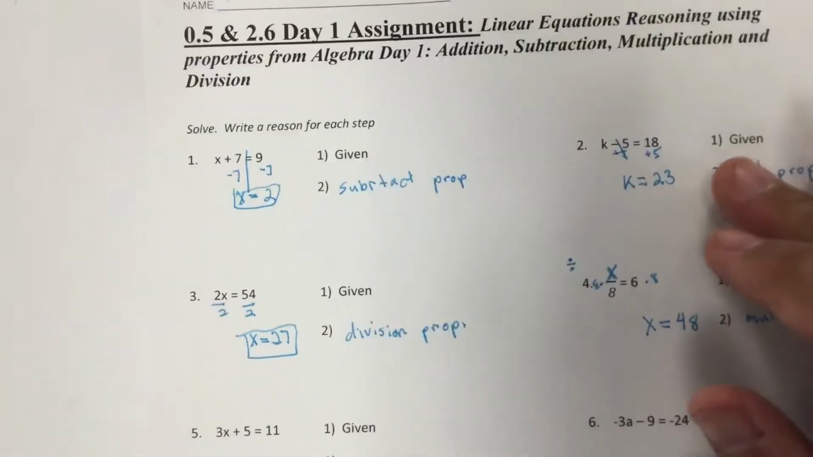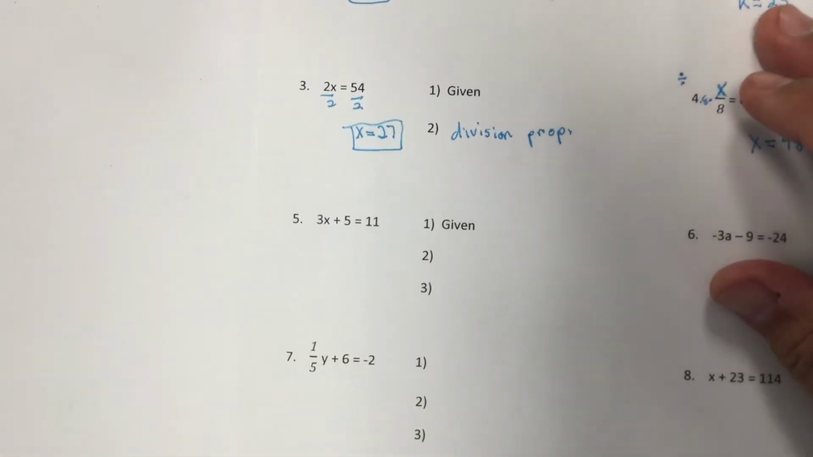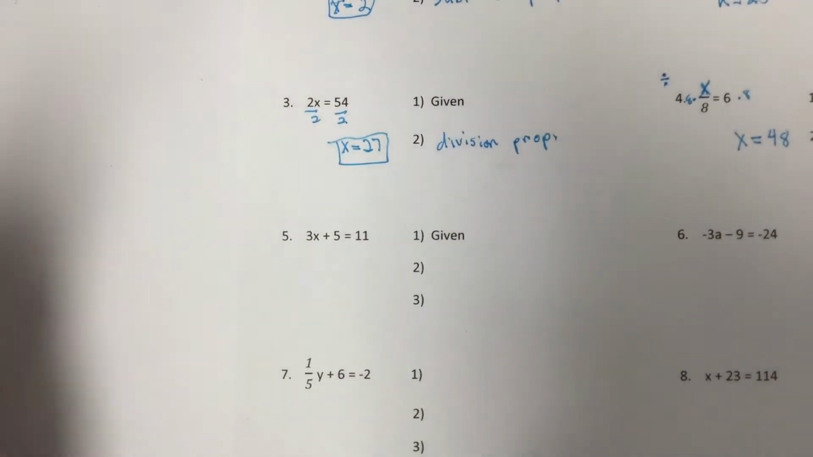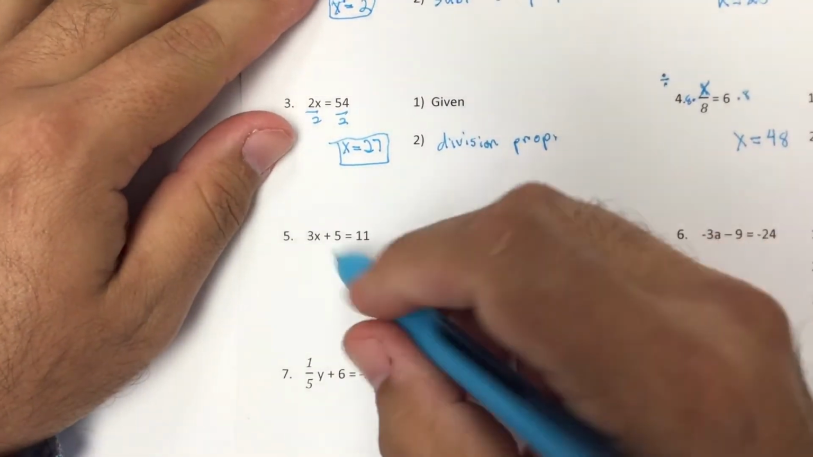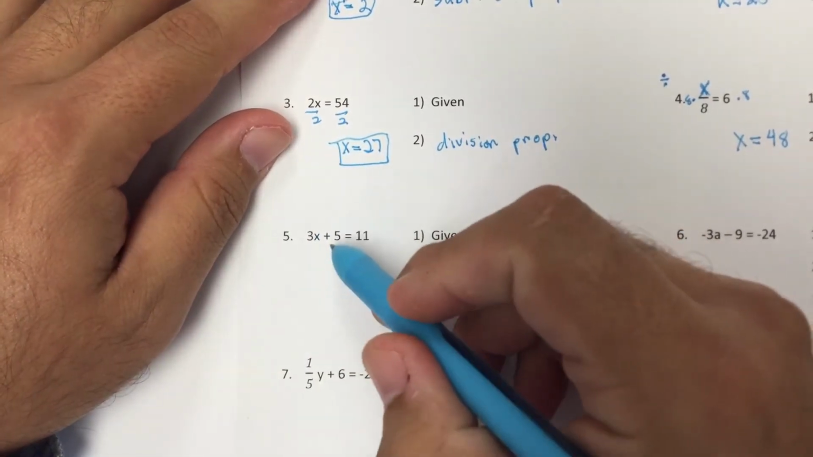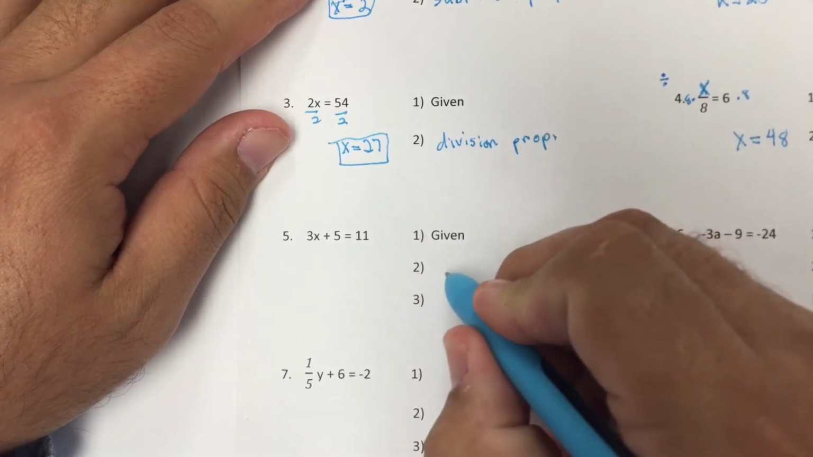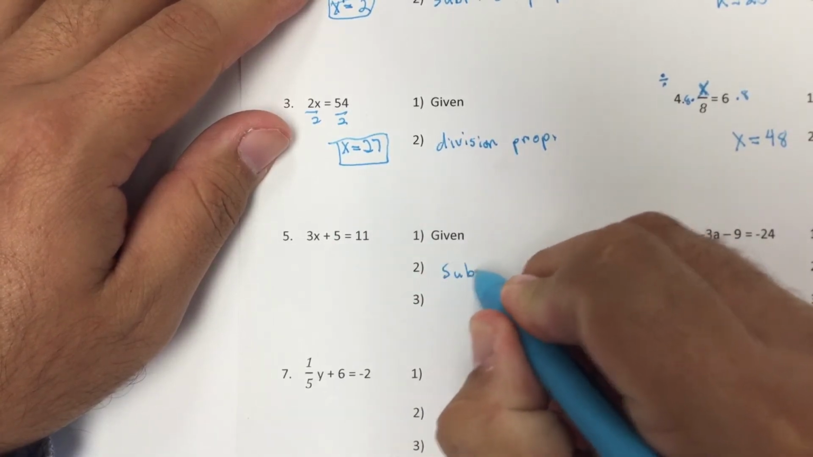So I'm going to kind of show you what I mean in this next one because there's a couple of steps in here. Okay, the first thing we're doing is this is our given equation, right? 3x plus 5 equals 11. So the next step I'm going to do is I notice I need to get rid of that 5. It's a plus 5, so I'm going to subtract 5 to both sides. So I'm going to use my subtraction property.